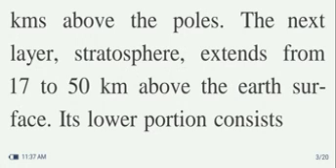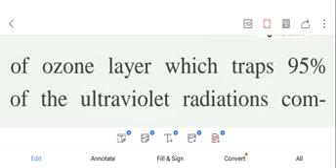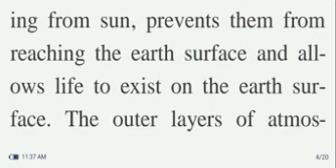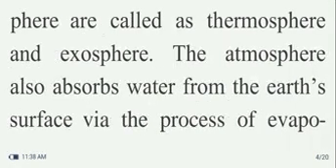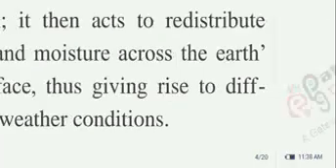The next layer, the stratosphere, extends from 17 to 50 kilometers above the Earth's surface. Its lower portion consists of the ozone layer, which traps 95% of the ultraviolet radiation coming from the sun, prevents them from reaching the Earth's surface, and allows life to exist on the Earth's surface. The outer layers of the atmosphere are called the thermosphere and exosphere. The atmosphere also absorbs water from the Earth's surface via the process of evaporation. It then acts to redistribute heat and moisture across the Earth's surface, thus giving rise to different weather conditions.